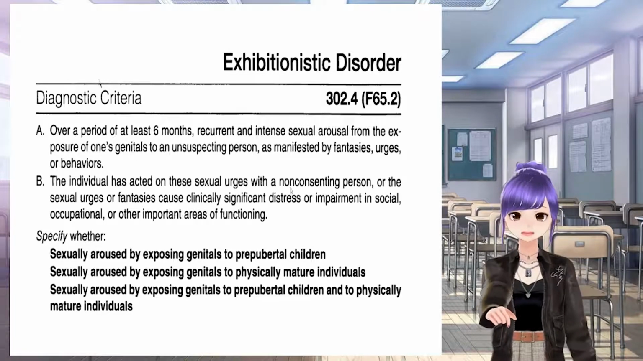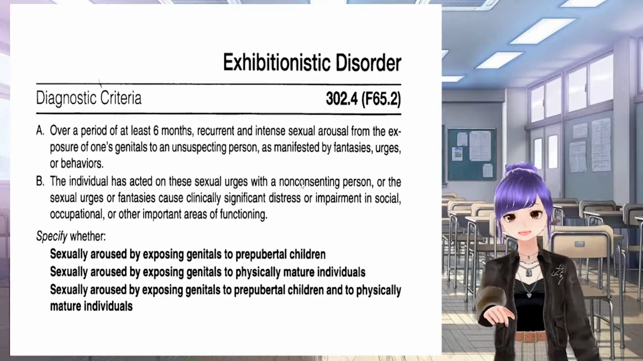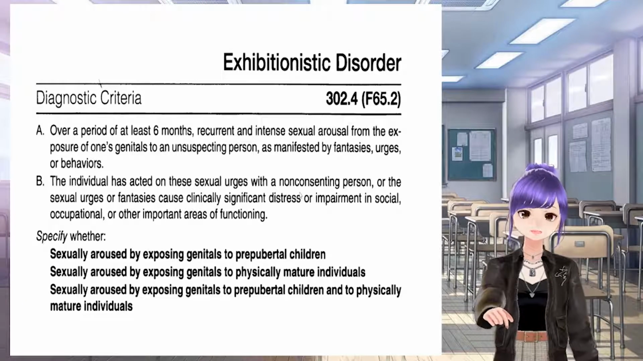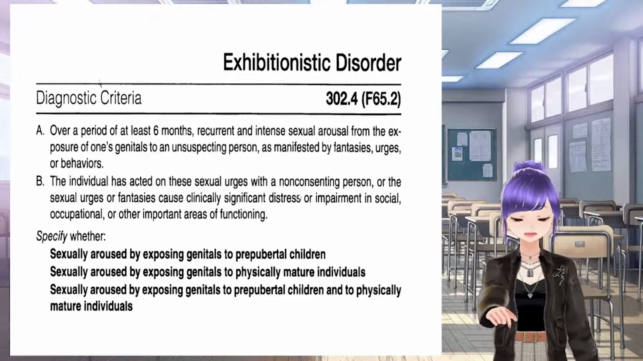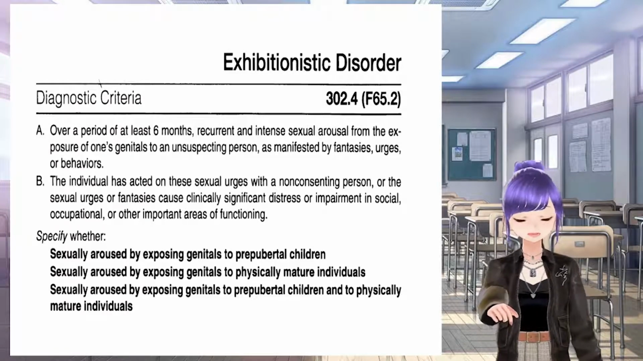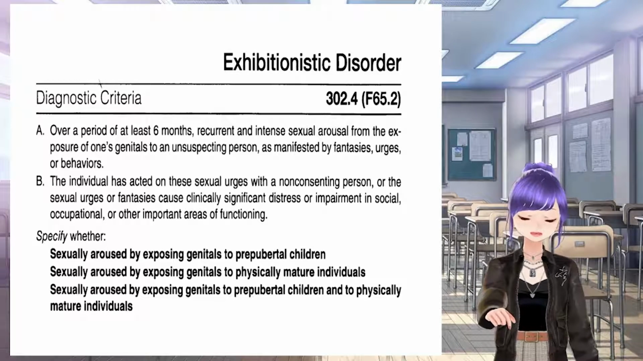Letter B: the individual has acted on these sexual urges with a non-consenting person, or the sexual urges or fantasies cause clinically significant distress or impairment in social, occupational, and or other important areas of functioning. So, specify whether the person is sexually aroused by exposing genitals to prepubertal children, sexually aroused by exposing genitals to physically mature individuals, or sexually aroused by exposing genitals to prepubertal children and to physically mature individuals.